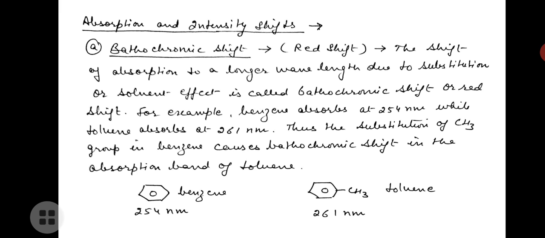So here we can see benzene, lambda max is 254 nanometers, and when there is substitution of methyl group in benzene, the lambda max is 261 nanometers. So there is an increase in the value of lambda max. That is the shift of absorption to a longer wavelength due to substitution. So this is bathochromic shift.